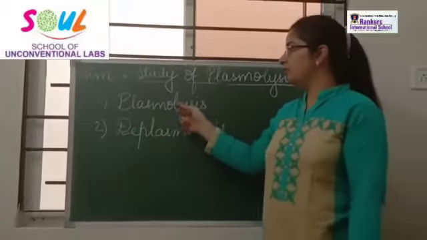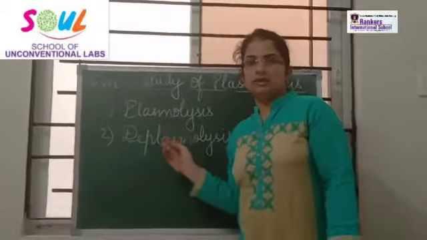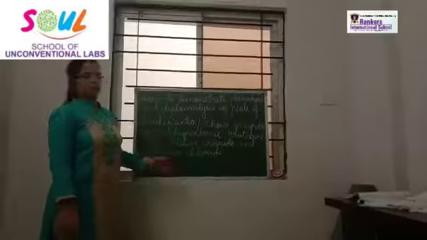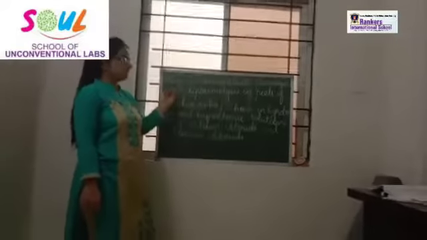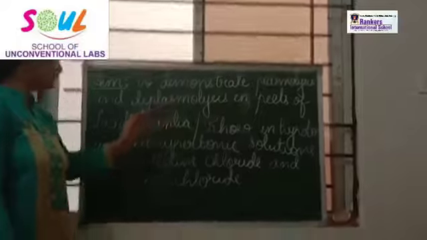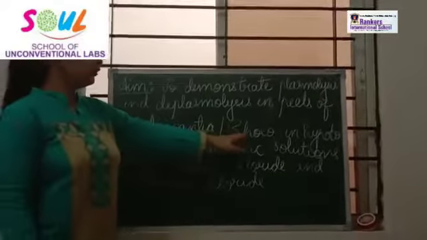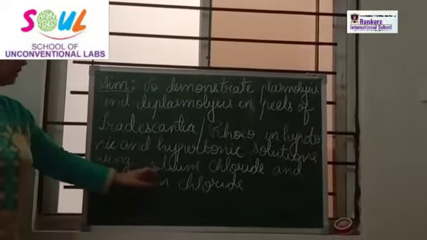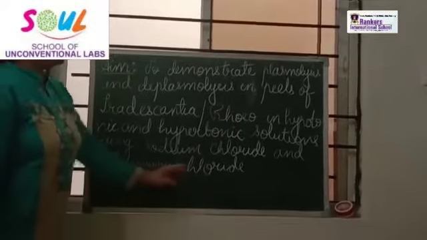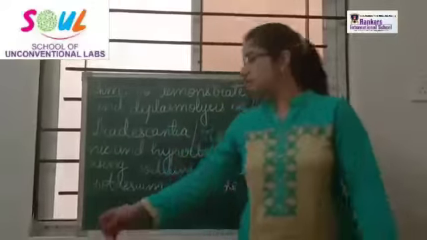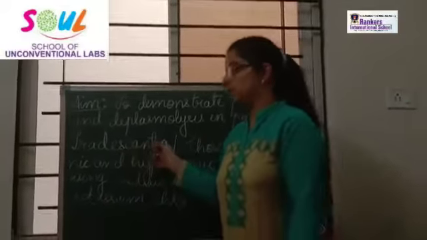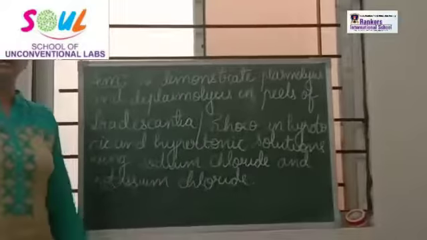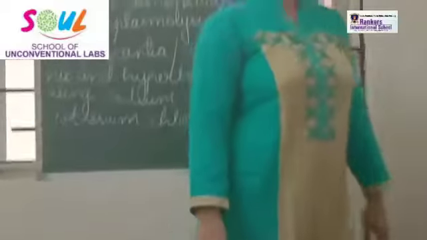Means with this experiment you will observe two types of condition, that is the hypertonic condition and the hypotonic condition of the cell. So our aim is to demonstrate plasmolysis and deplasmolysis in the cells of Tradescantia and Rhoeo in hypotonic and hypertonic solutions using sodium chloride and potassium chloride. Means you have to take the leaf of Rhoeo or Tradescantia and observe it under hypotonic and hypertonic conditions in these solutions.